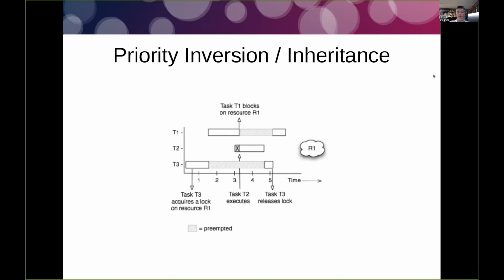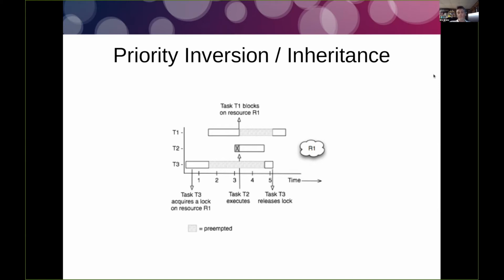This obviously assumes a single core, single CPU system. So what happens is this leaves thread T2 eligible to execute, and it actually gets scheduled and starts executing. So in a way, thread T2, lower priority than thread T1, has preempted thread T1, which should never happen. But it happens because of this resource contention.